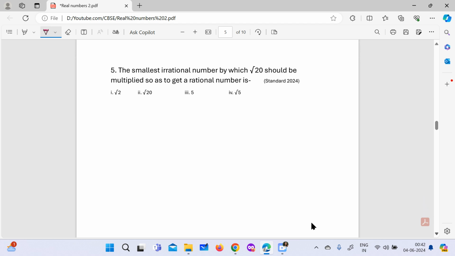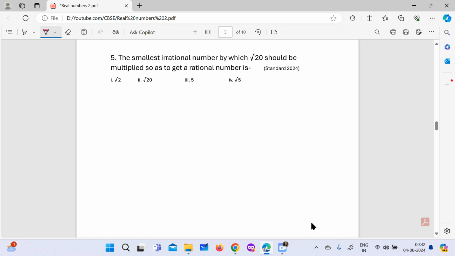Okay, so this question has come in standard paper 2024. Now let's see the question. The smallest irrational number by which root 20 should be multiplied so as to get a rational number. So we have to look for the smallest irrational number. That number has to be multiplied with root 20 and the result will be a rational number. We can multiply with each of these and see which answer is satisfying this condition.